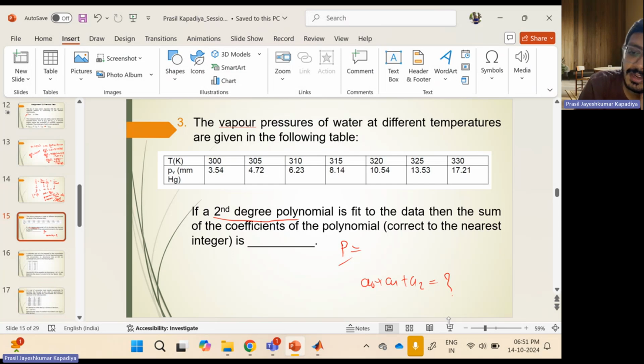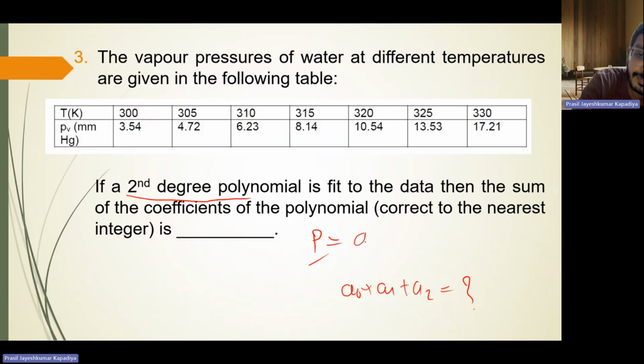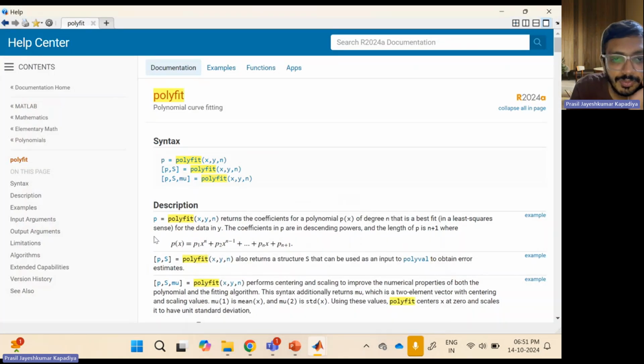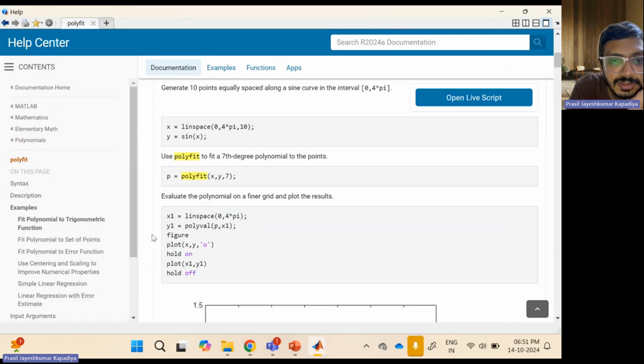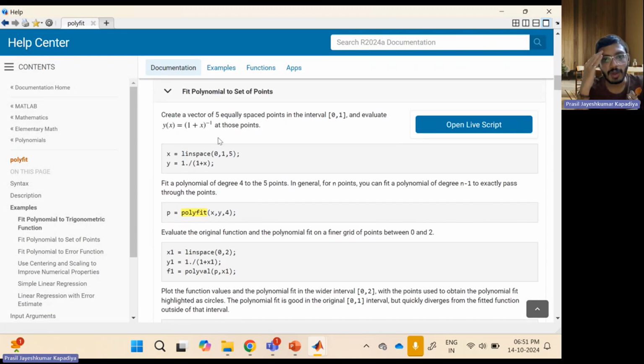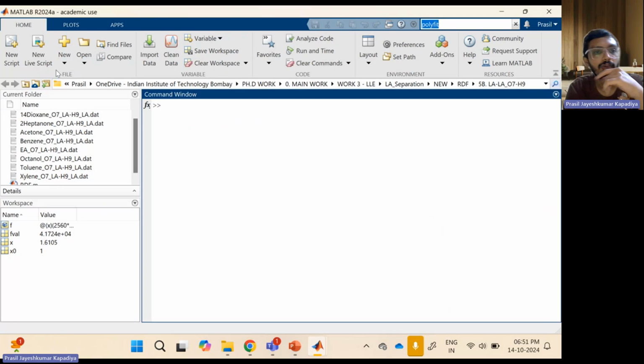Okay, so here their equation is in this term. Yeah, it is actually the same: A2 t square plus A1 t plus A0. Okay. So if they have given some example, let's first try to solve this. Create a vector of 5 equally spaced points in the interval 0 to 1 and evaluate 1 plus x inverse. So let's do this exercise problem before moving ahead with our actual problem.